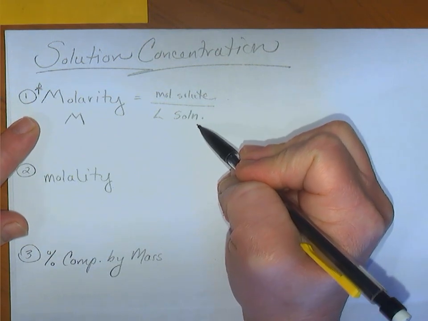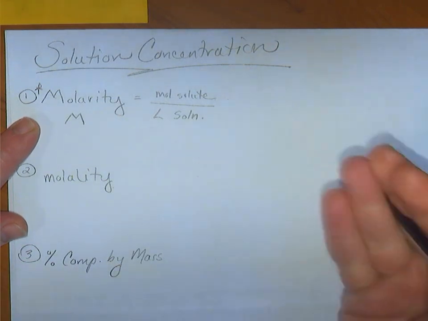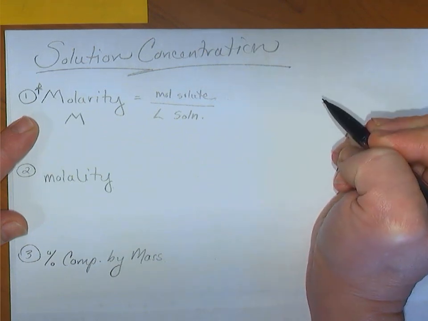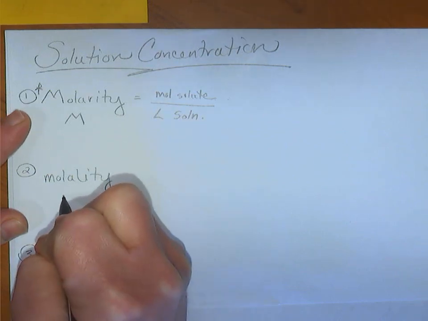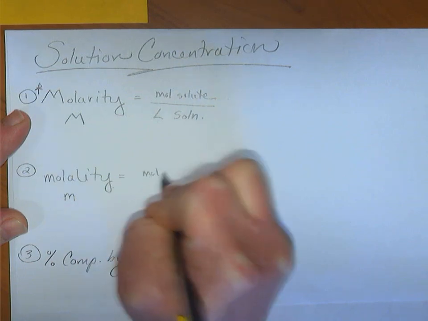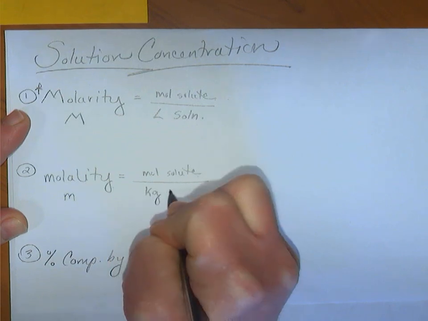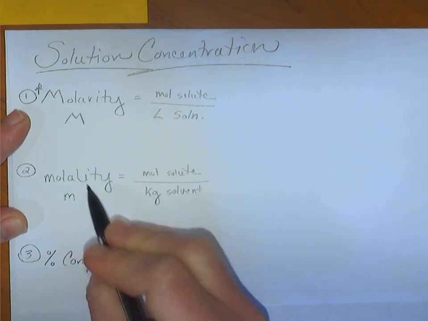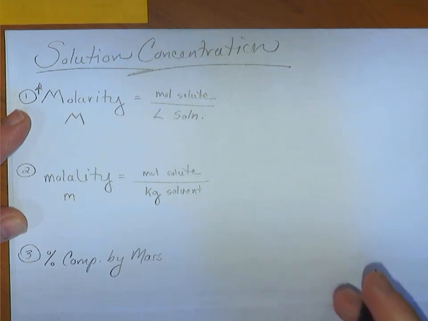And most solutions are in the liquid state, and we'll be measuring them in terms of milliliters or liters. So this is really the most practical solution concentration expression. But we will also work with molality, which is represented by a lowercase m. And molality is moles of solute per kilogram of solvent alone. We'll usually work with molality primarily when we talk about colligative properties at the end of our chapter.